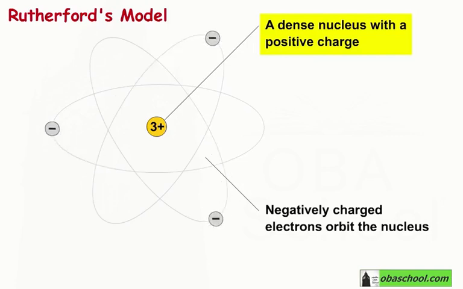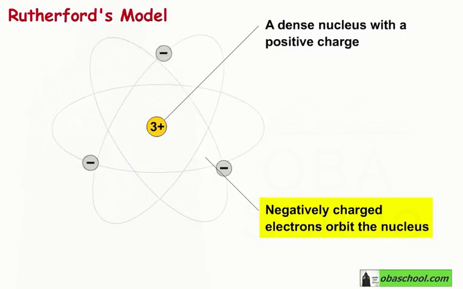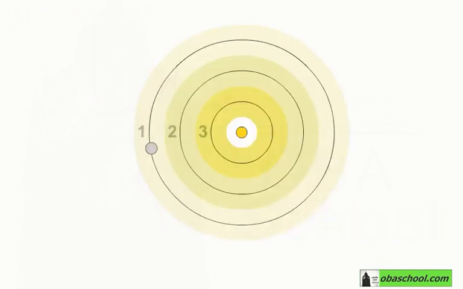In this model, the electrons orbited around the dense nucleus. And we know that the nucleus is the center of an atom where we have the positive charges, and the negatively charged electrons will be orbiting around the nucleus.